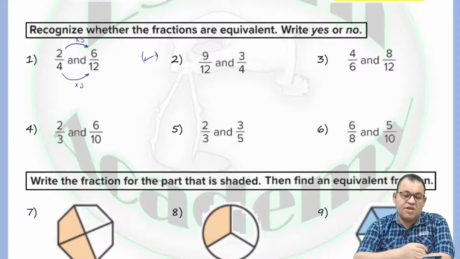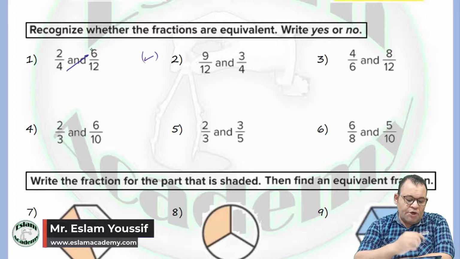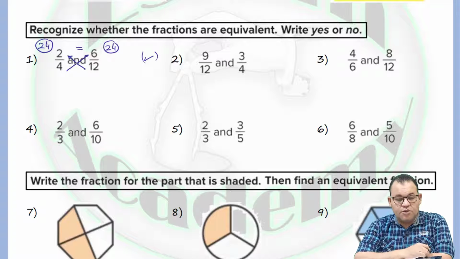We can find it in another way. Again, for the second way, we will say that 4 multiplied by 6, start from down then going up. 4 times 6 equals 24. And 12 multiplied by 2 will equal 24. Once you find that the two products are the same, it means we have equivalent fractions.